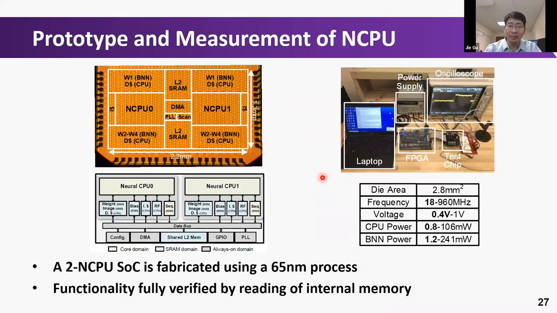To demonstrate this, we actually fabricated our chip, and this is our chip topology here. To demonstrate the benefit of doing this, we built a two-core system, so we can test a single core and also test the two-core case here. We use 65 nanometer technology. Keep in mind it's a relatively mature technology, so the performance is actually limited by the technology we use. It's running at a speed close to 1 gigahertz and has a power of about 100 to 200 milliwatts in this small chip that we built.